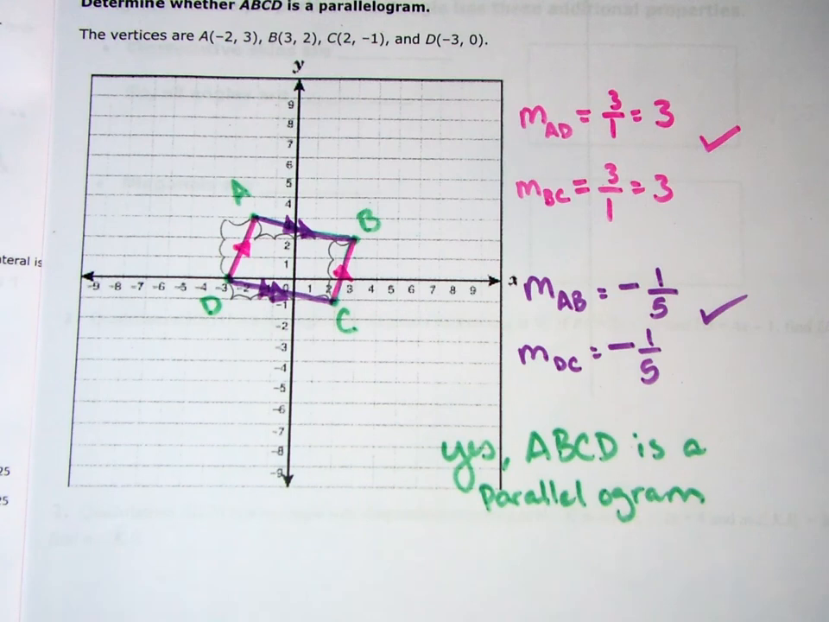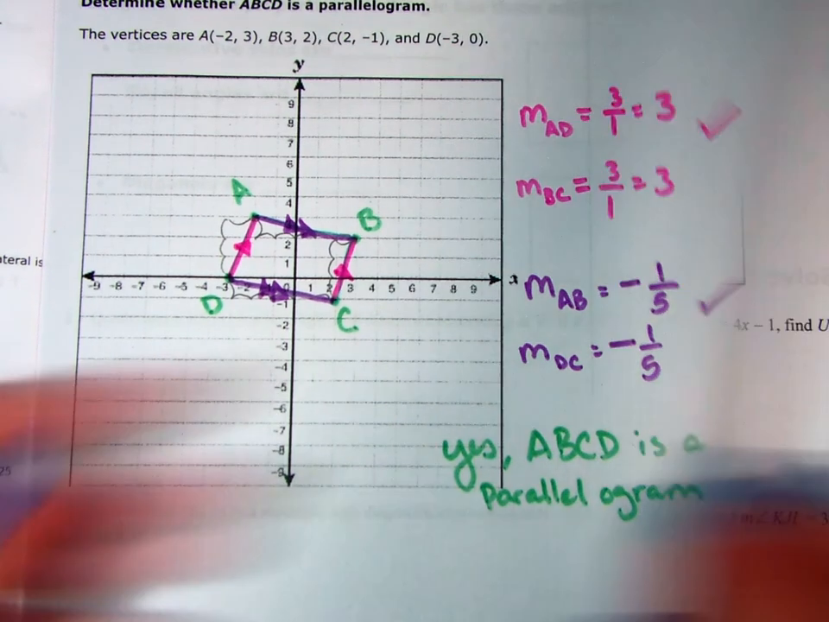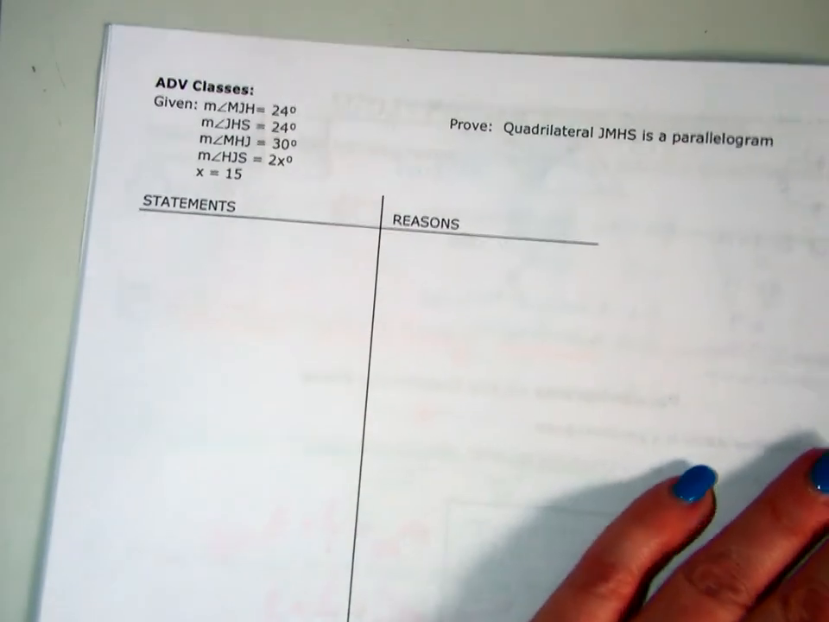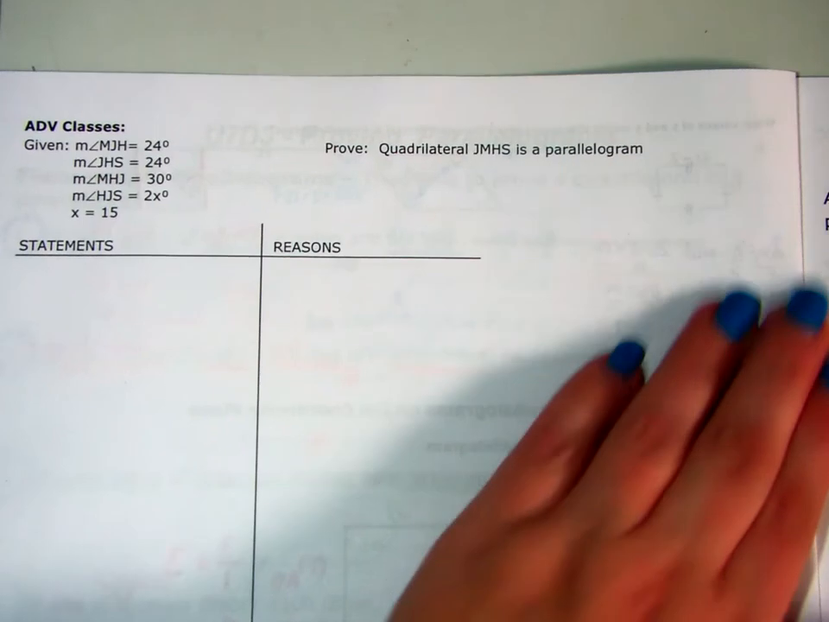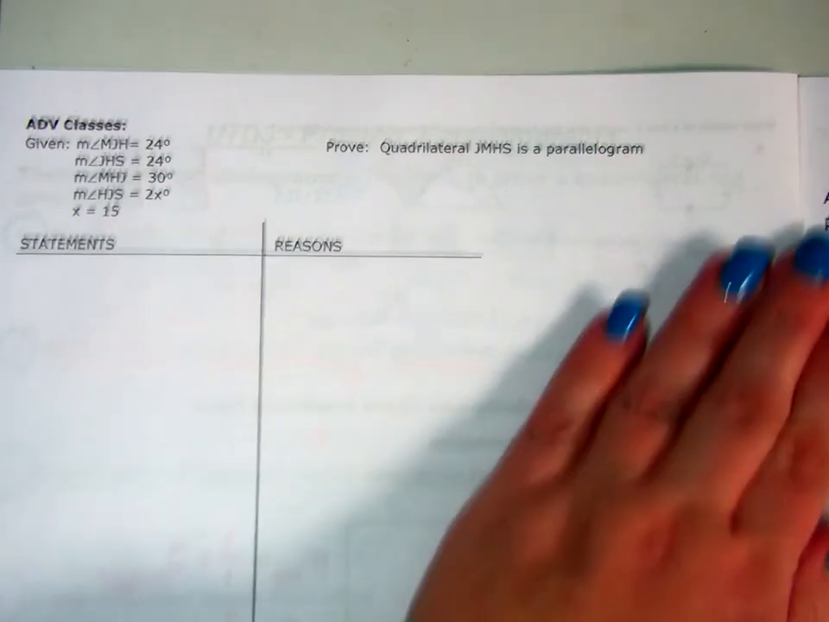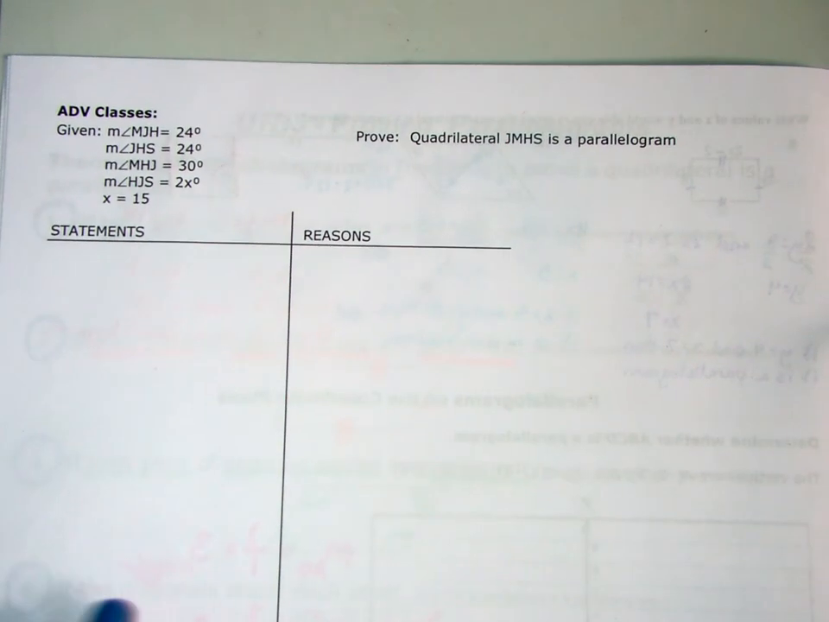Okay? All right, let's look at our favorite thing ever to do, because I know it's been a while, so you've been missing them. We're going to do a proof. I know. Given all of those angles equal all of those things, can we prove quadrilateral JMHS is a parallelogram?